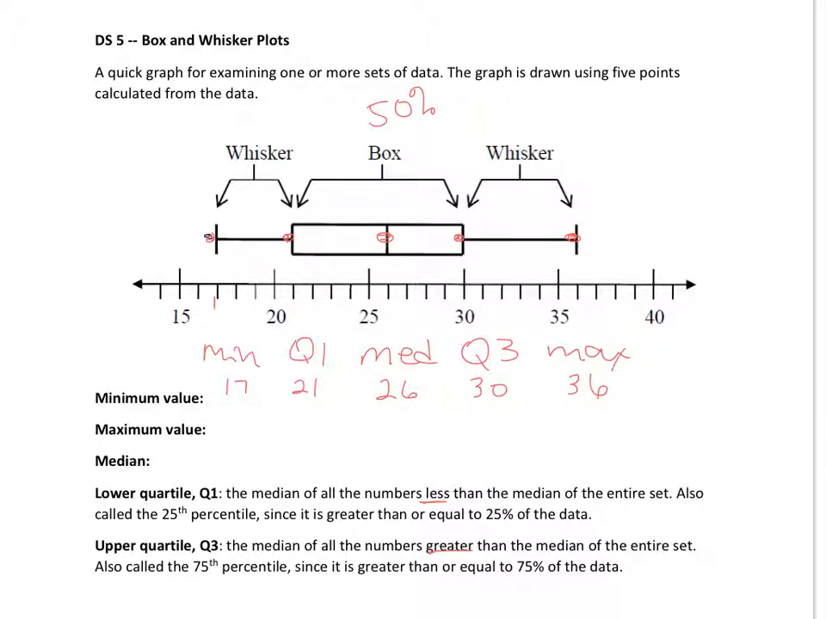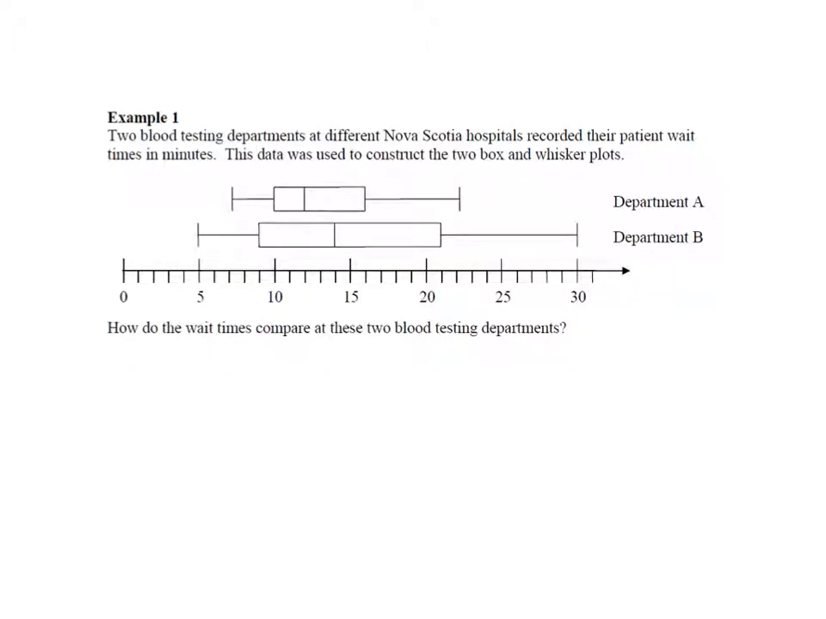All right, let's move on to an example of how this is used. So we have 2 blood testing departments at different Nova Scotia hospitals, and they recorded their patient wait times in minutes. This data was used to construct the 2 box and whisker plots. So you can see here we're comparing 2 different box and whisker plots. The top one is from Department A, the bottom one is from Department B. So it says, how do the wait times compare at these 2 blood testing departments?